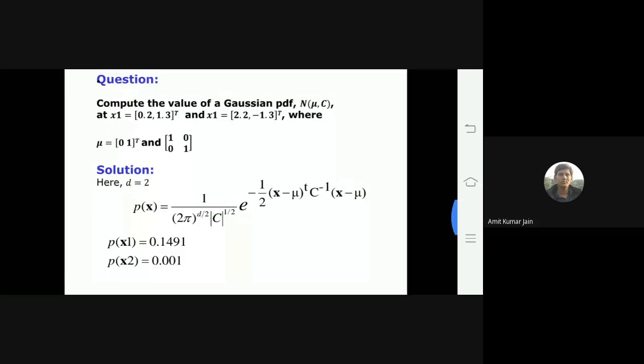And so what I want to find out is p of x1. In the formula, you replace x by x1, mu by the value 0 1, and C by the matrix 1 0 0 1. So what you will get is a single probability distribution value at each point, p of x1 and p of x2. So this is how you will calculate the value. If you can calculate the value, then you can easily implement it.